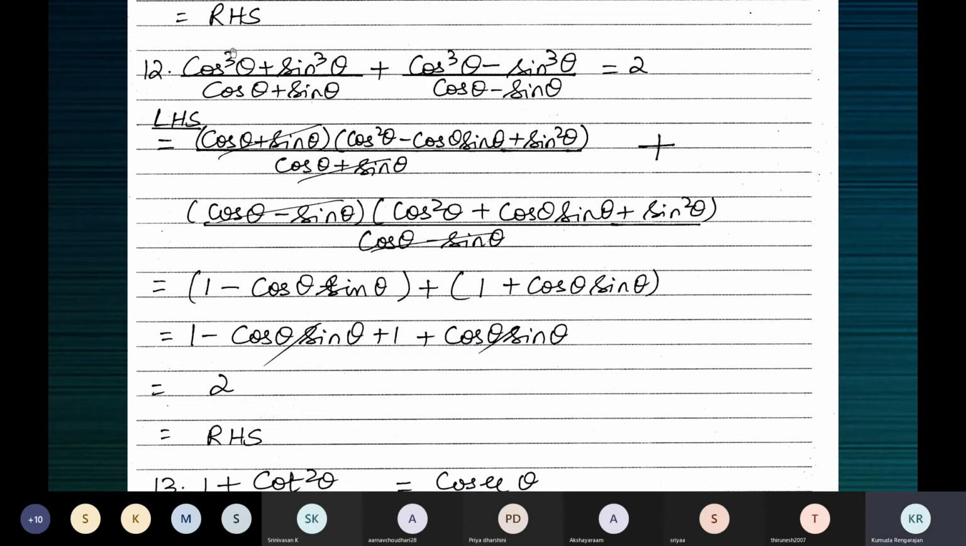Prove that cos cube theta plus sin cube theta by cos theta plus sin theta plus cos cube theta minus sin cube theta by cos theta minus sin theta is an integer. So you just have to work. You know that you should get a numerical value as the answer. Integer. So you cannot even get a fraction. You can get a negative, positive value, or maybe 0.